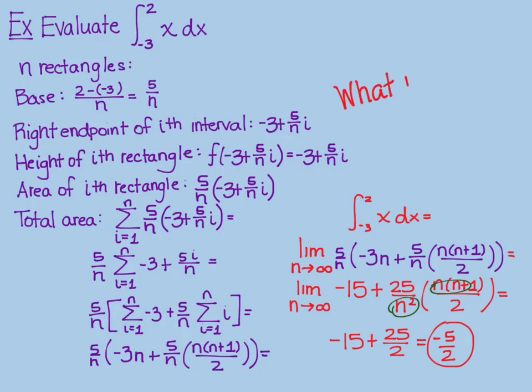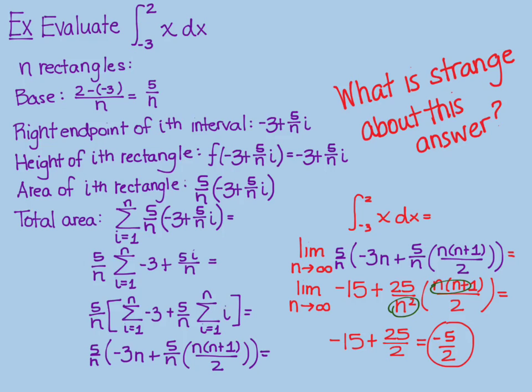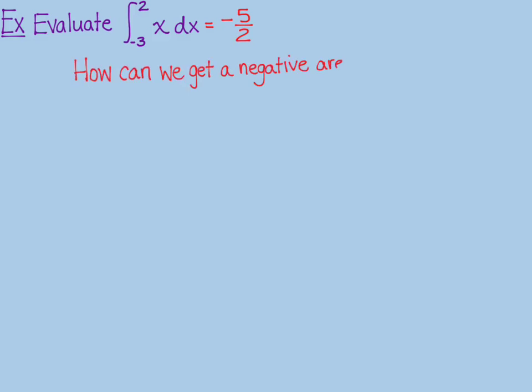Now you might be noticing that there's something strange about this. We're trying to find what we thought was going to be the area under the curve from negative 3 to 2, but notice that the answer that we came up with was a negative number. We're not supposed to have a negative number. Let's actually look at this problem again. So we just said that the integral from negative 3 to 2 of x dx is negative 5 halves. How can we get a negative answer?